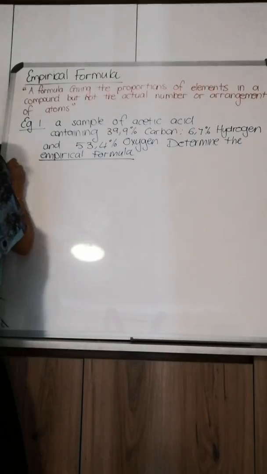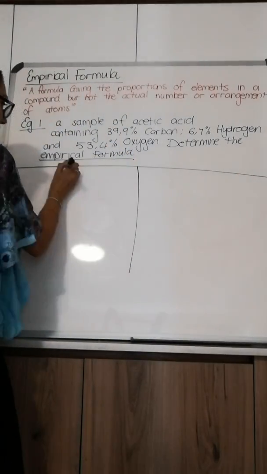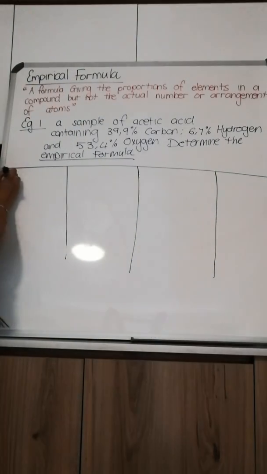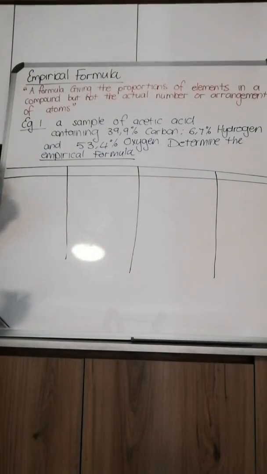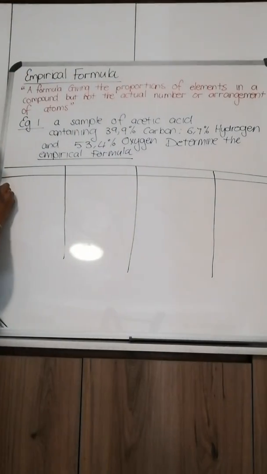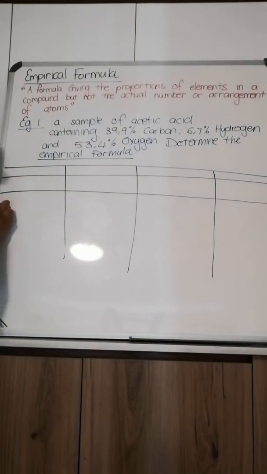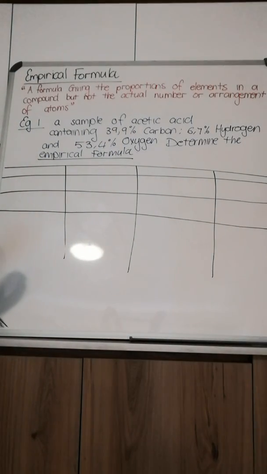I'm just going to try my best here. There are my 4 columns. Then we need 1 row for our headings, and then 1 row for the mass in grams of each thing, and 1 row for the number of moles of each species or each element.